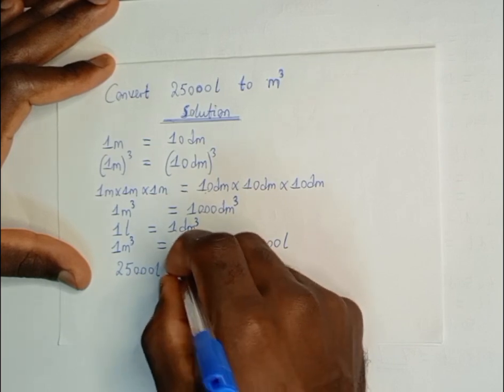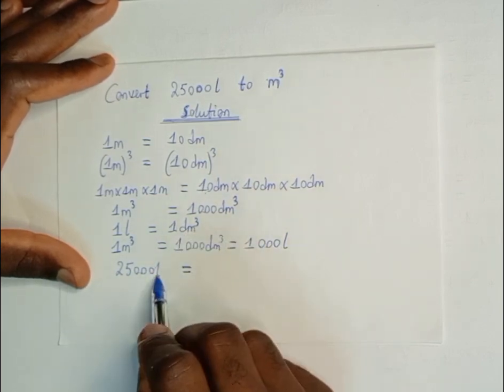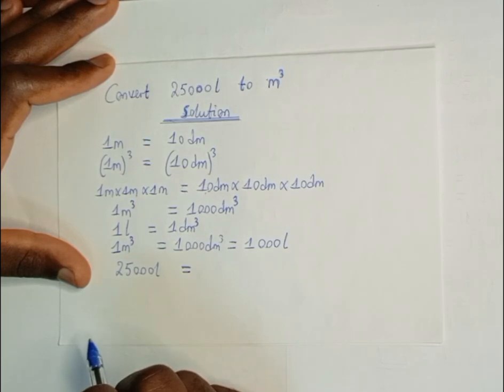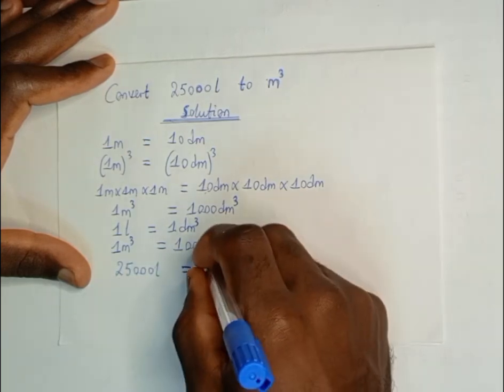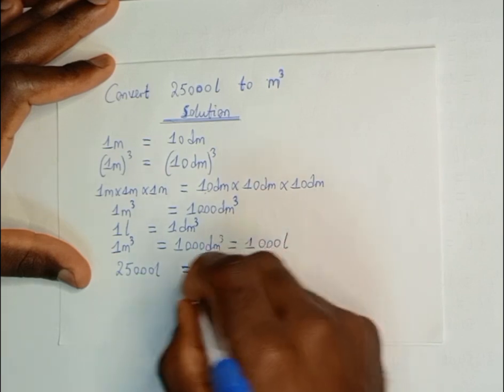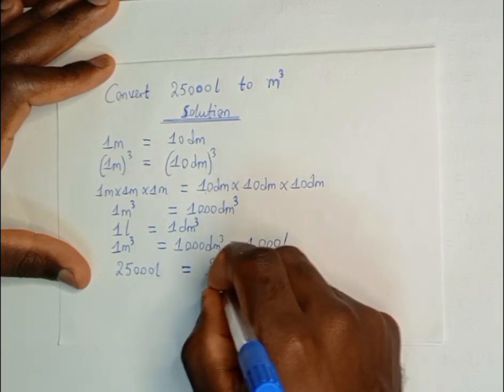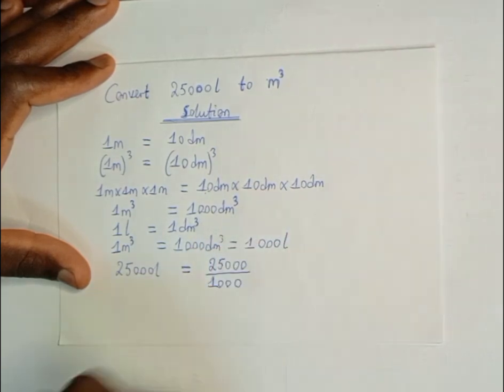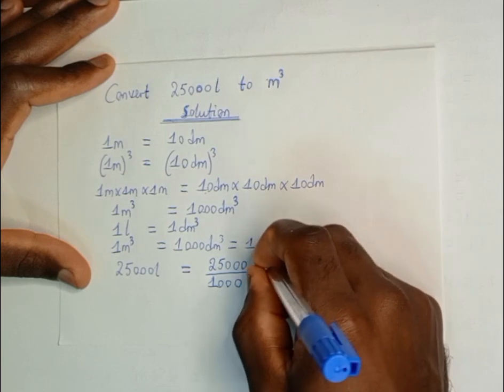Now, if we take down what we have been given, we have to convert 25,000 liters to meters cube. That means we are changing from a lower unit to a higher unit. This will simply be equal to, we have to divide 25,000 by 1000, and the unit will be meters cube.